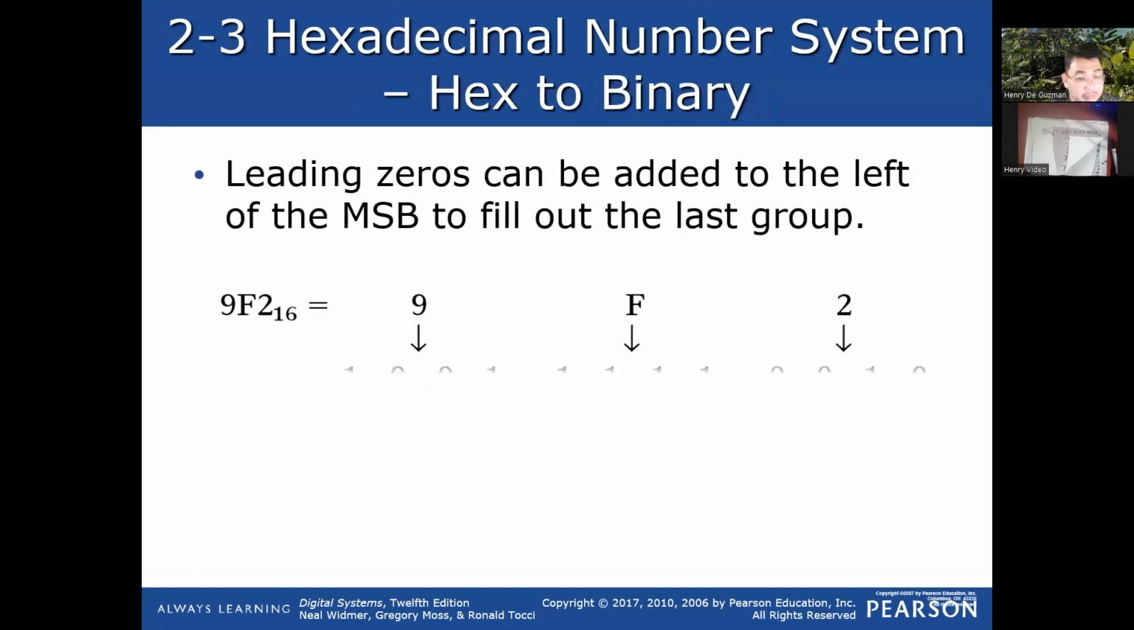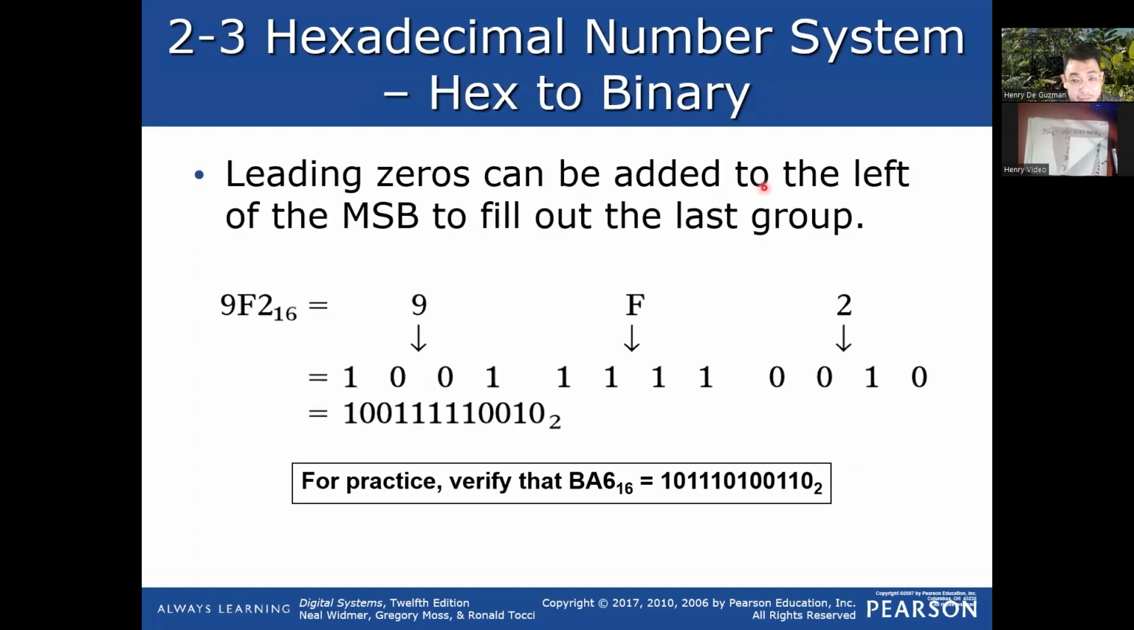Next, leading 0s can be added to the left of the most significant bit to fill out the last group. So this is the binary of 9F2. 9 is 1001, 4 bits. F is 1111. The 2 should also be 4 bits, so it becomes 0010. 2 is 0010. So that is our binary using this.